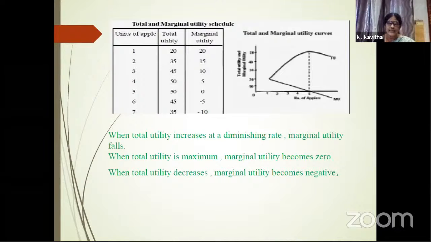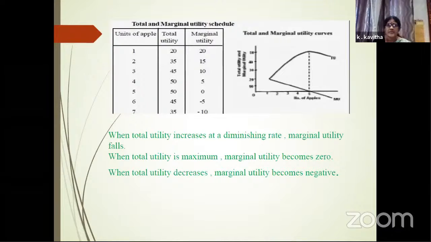Here you can see the table. From this table, we can know the total utility and marginal utility from each and every unit. Here we are given the units of apple, total utility and marginal utility. By consuming the first apple, we get a total utility of 20. Already we assumed that each unit's utility remains independent. So the first one gives total utility 20 and marginal utility 20, the same. The second apple gives 35 total utility and 15 marginal utility, and the third one gives 45 and 10.